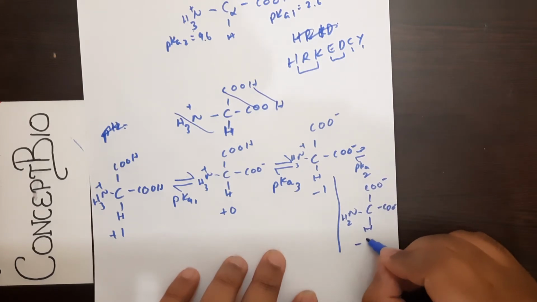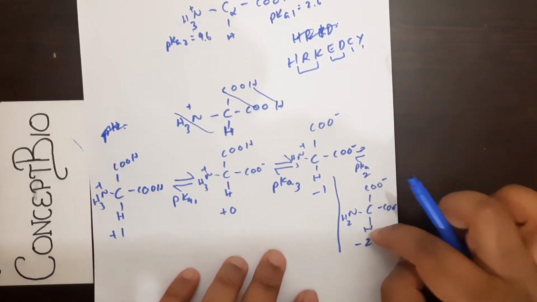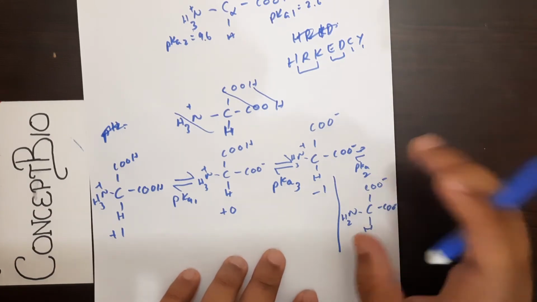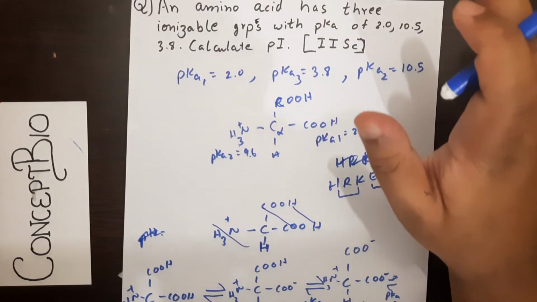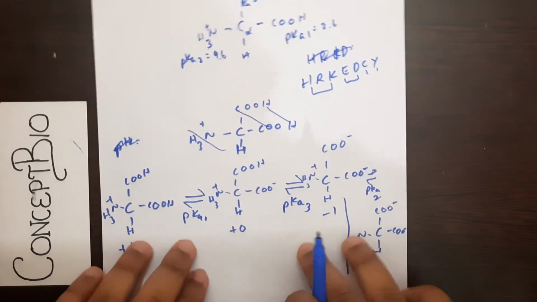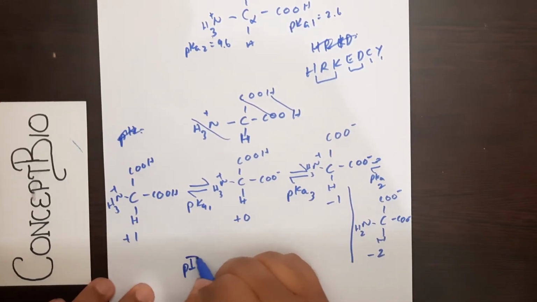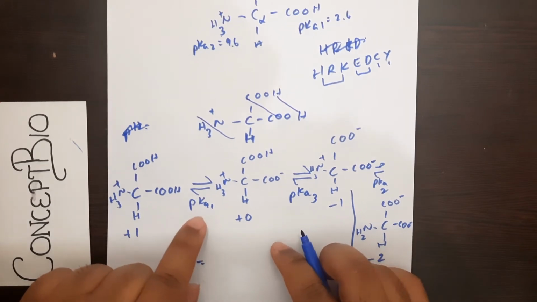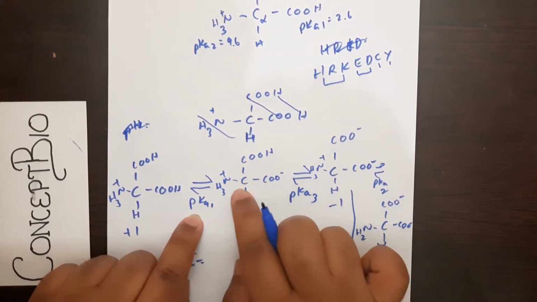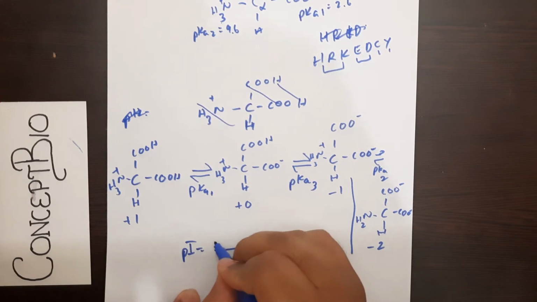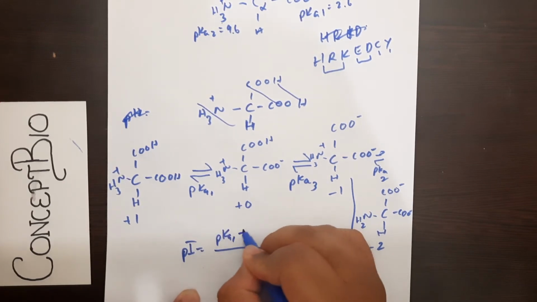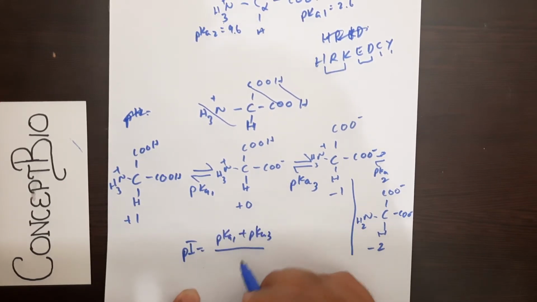Net charge of -2. The reason I'm not drawing this in much detail is because we already know the question is asking only for pI. We don't have to waste time over here. Directly, we know pI will always be equal to the pK values before and after the Zwitter ion that formed.